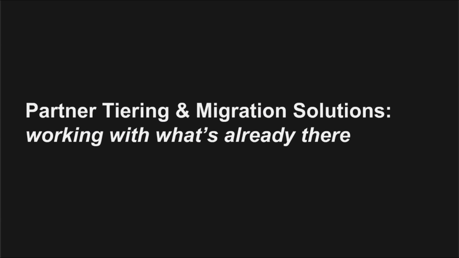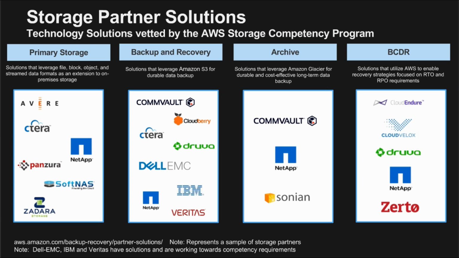And speaking of third-party partners, let's finish there. We do have a vast portfolio of storage partners that have built native access into their applications to be able to go directly into S3 Infrequent Access, or even into Glacier. You can see from left to right, we've got primary storage vendors like NetApp, Avere and Panzura. We have backup and recovery vendors like Commvault, Veritas, Dell EMC, IBM. Moving over to archiving with Commvault and NetApp, and business continuance and disaster recovery with Zerto, CloudEndure or Druva.